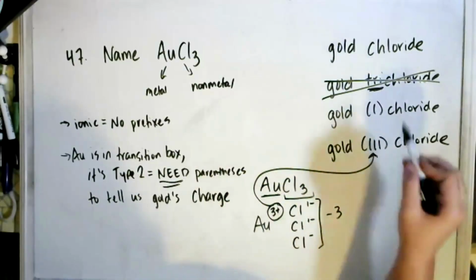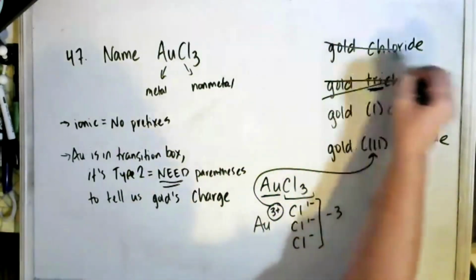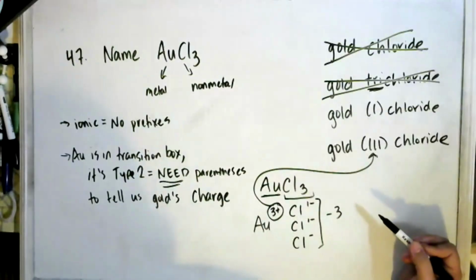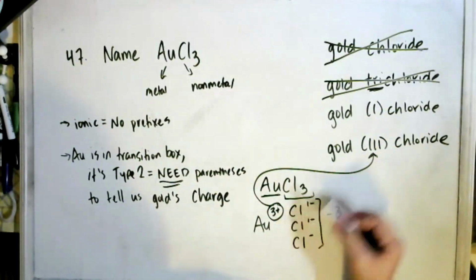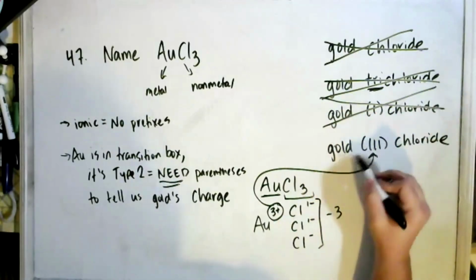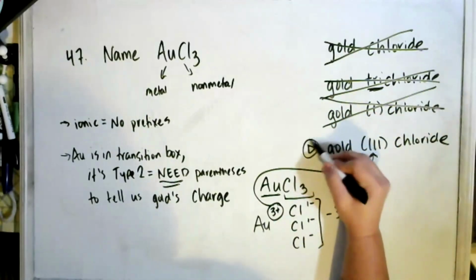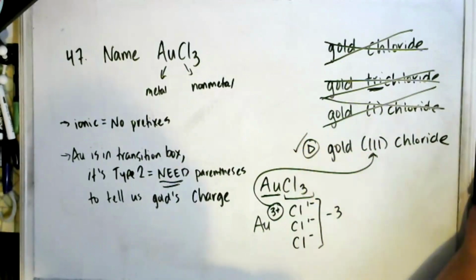Okay, so we need to have parentheses, so that can't be the right choice. And what's inside of the parentheses has to represent our charge. So this one can't be correct. So choice D is our correct answer here. Gold 3 chloride.